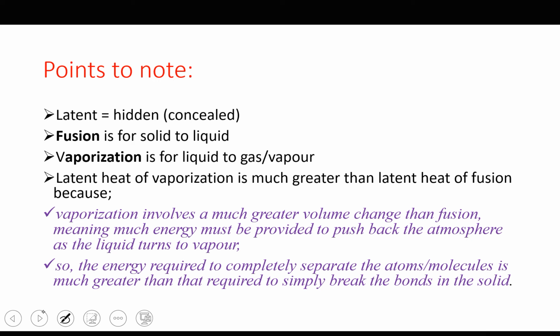Number one, we have seen that the word latent means hidden or concealed. We have also said fusion is for solid to liquid, vaporization is for liquid to gas. Latent heat of vaporization is much greater than latent heat of fusion because, one, vaporization involves a much greater volume change than fusion, meaning much energy must be provided to push back the atmosphere as the liquid turns to vapor.